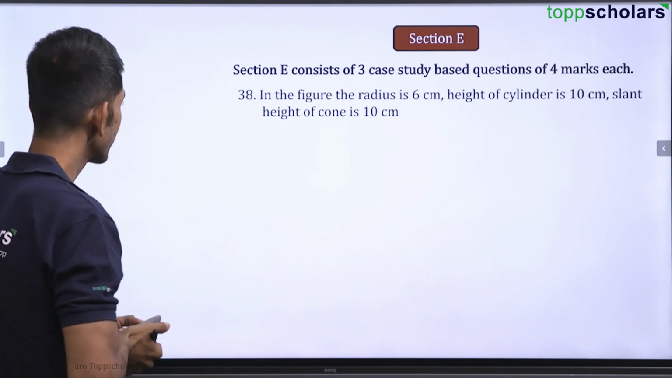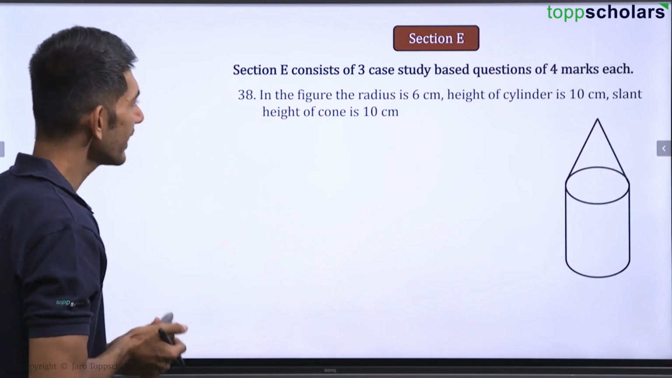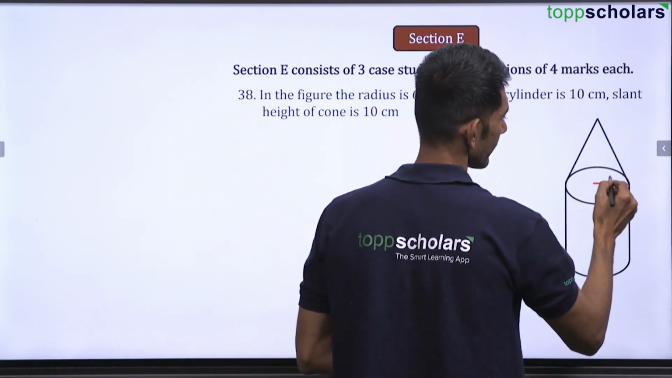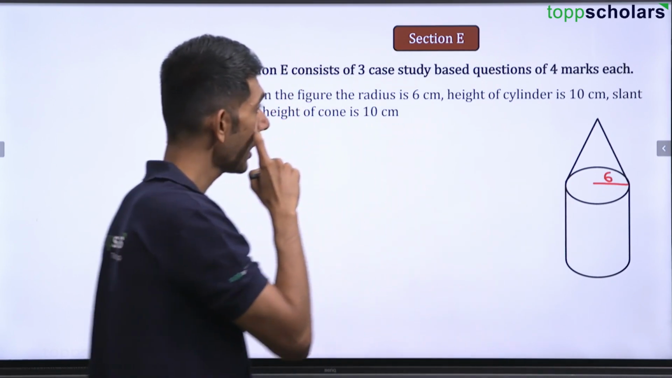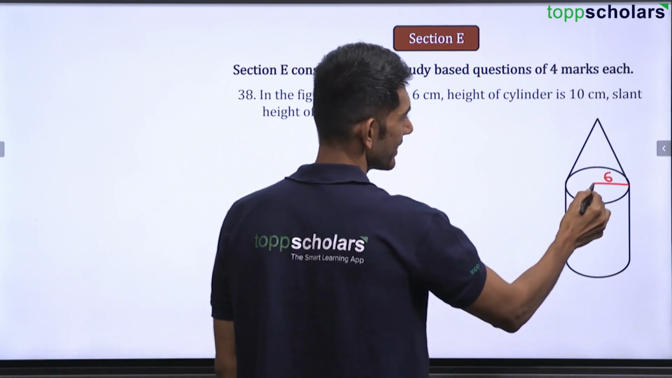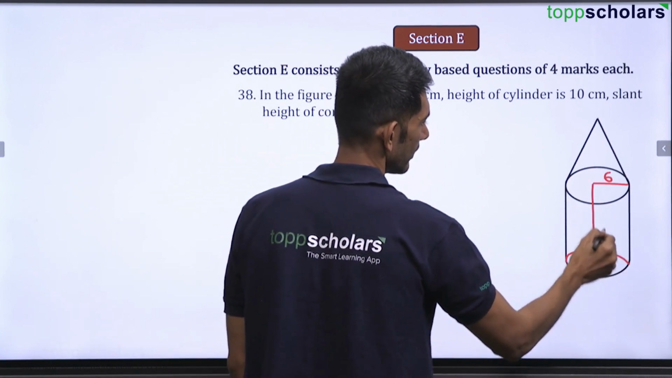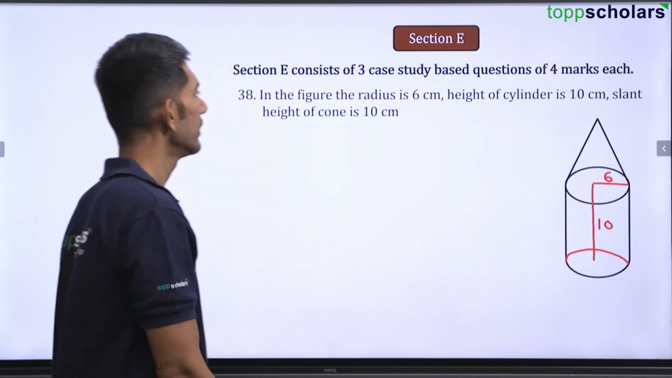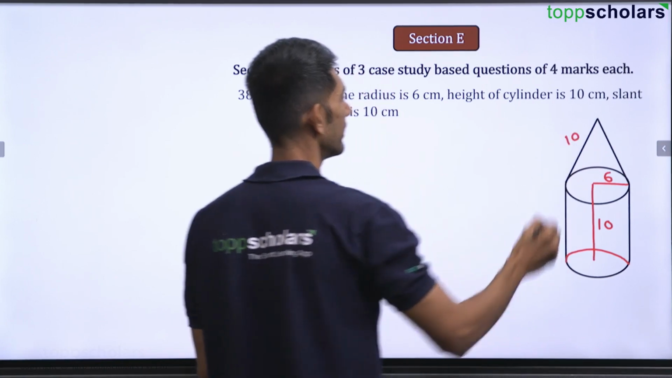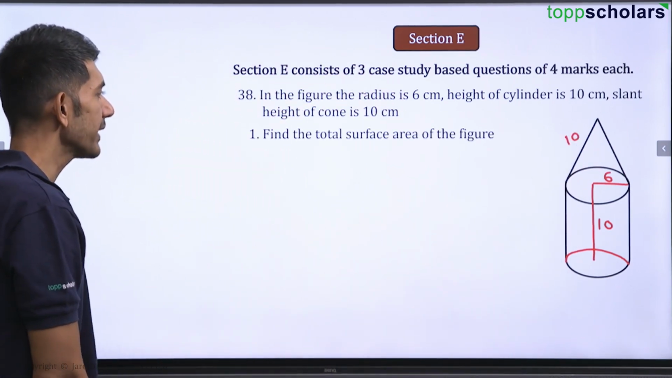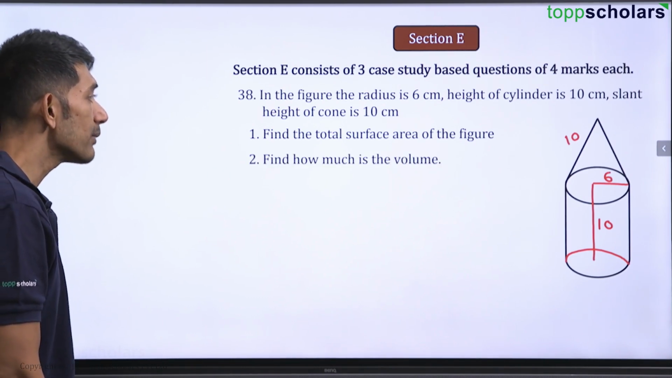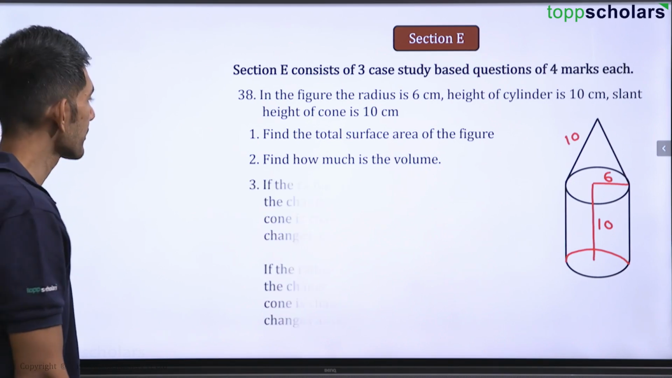Now let's have a look at a new question. It says in the figure the radius is 6 centimeter. The height of the cylinder is 10 centimeter. The slant height of the cone is 10. We are supposed to find out the total surface area of the figure. Then, how much the volume is in the figure.